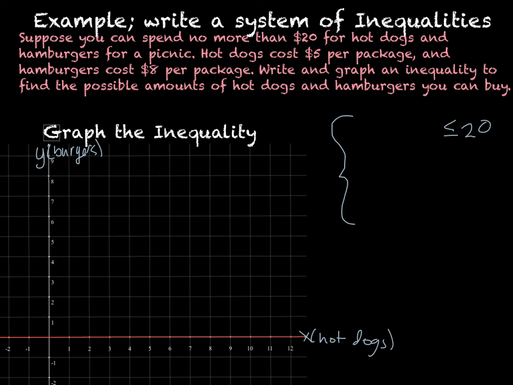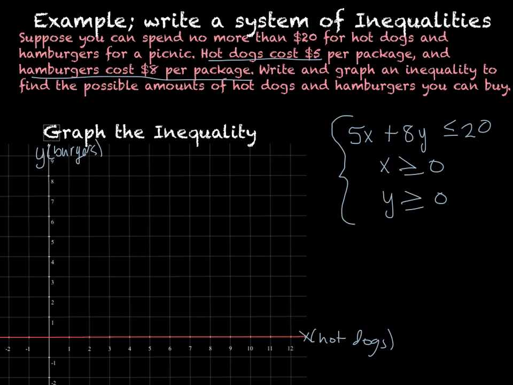so I have hot dogs cost $5 per package, so 5 times x, plus hamburgers cost $8 per package, 8y. And again, you can't have a negative number of hot dogs or a negative number of hamburgers, so your x and y have to be greater than or equal to 0. So that tells me that I'm going to shade up and over. Now I just need to find my intersection of the rest of it.